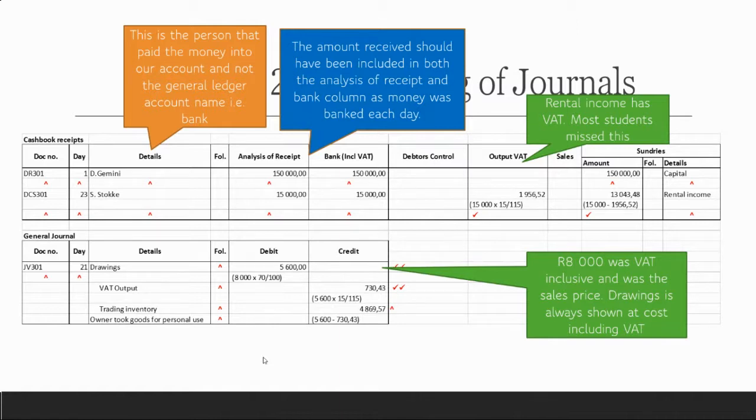But this question was the best answered out of the test. So question 1, the average was about 5 out of 10, whereas question 2, the average was about 70%. So this question actually went fairly well. So where most people lost their marks was generally here at the general journal.